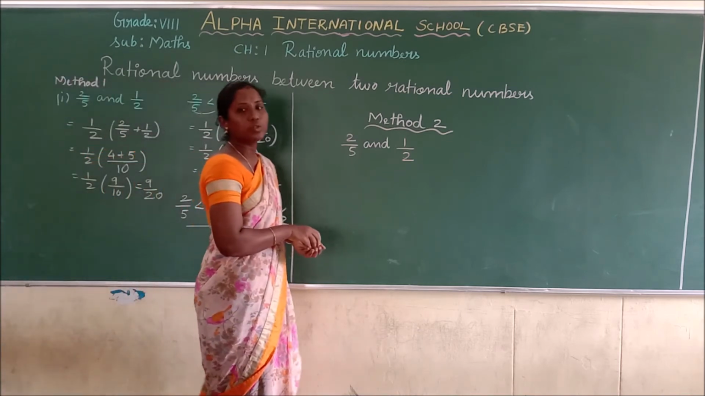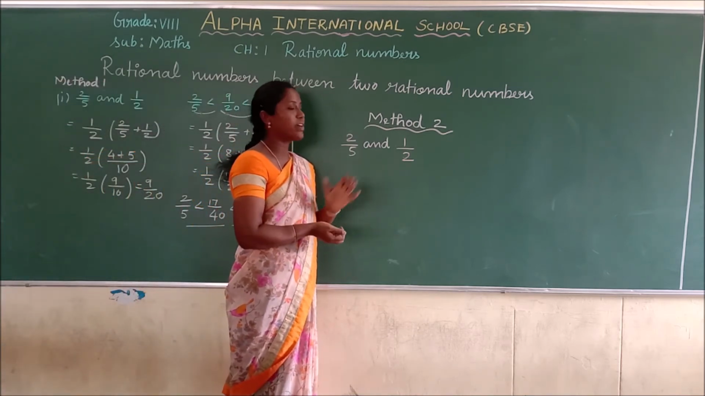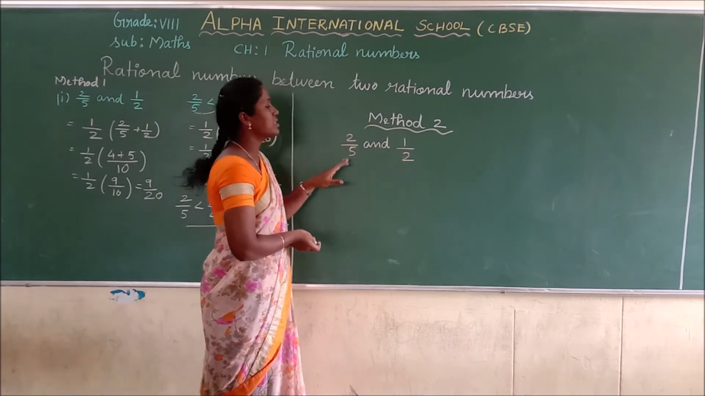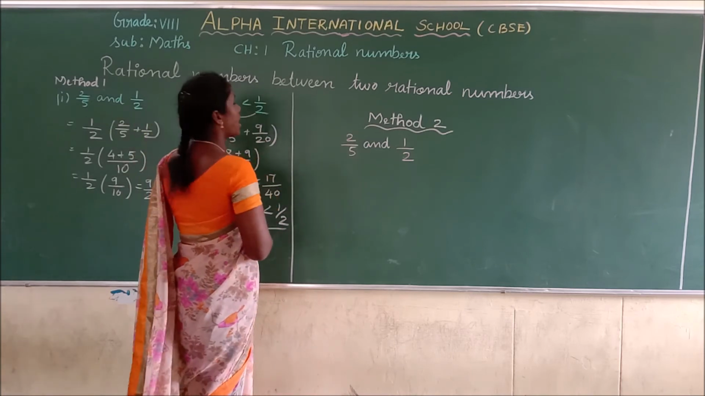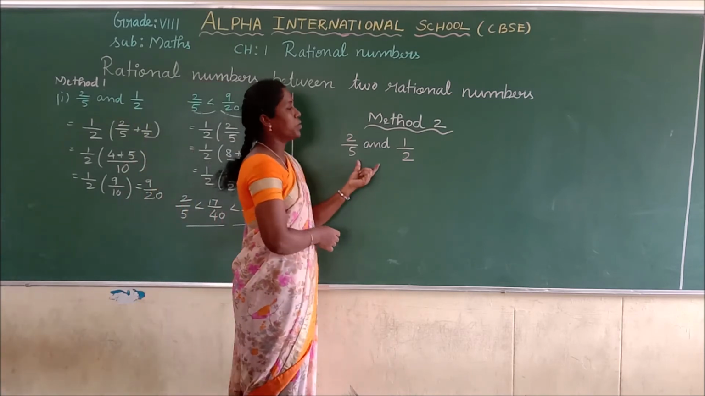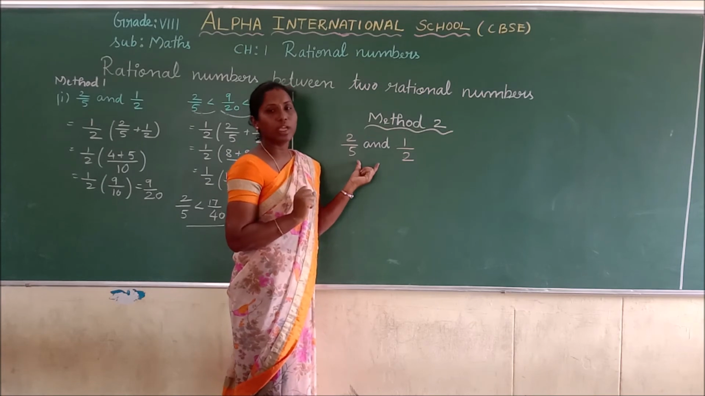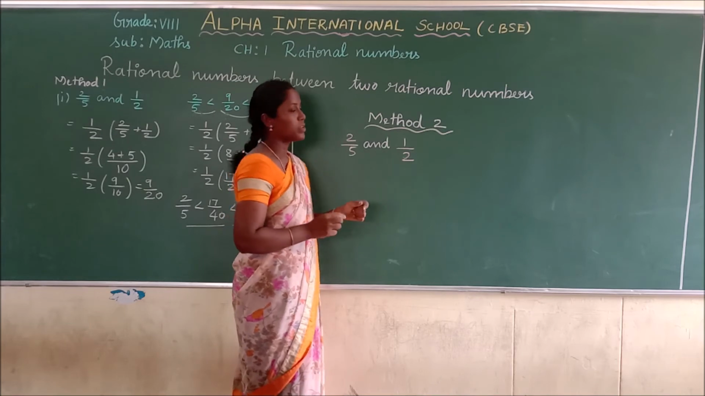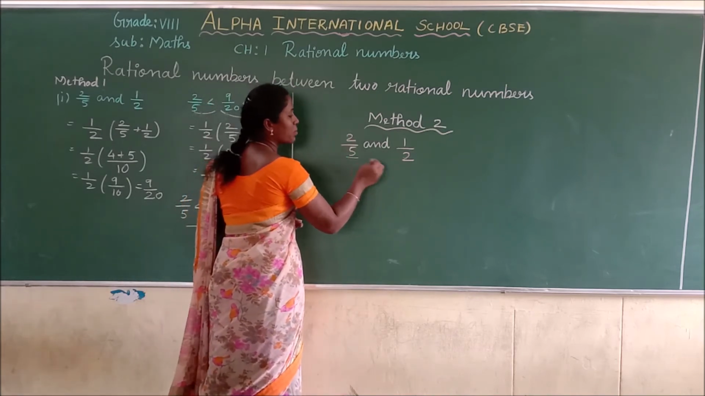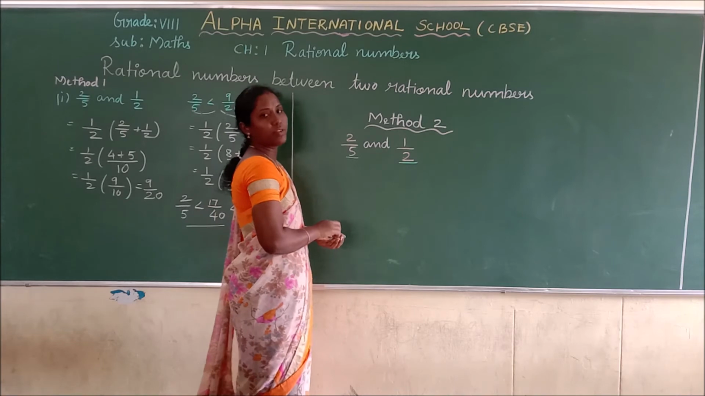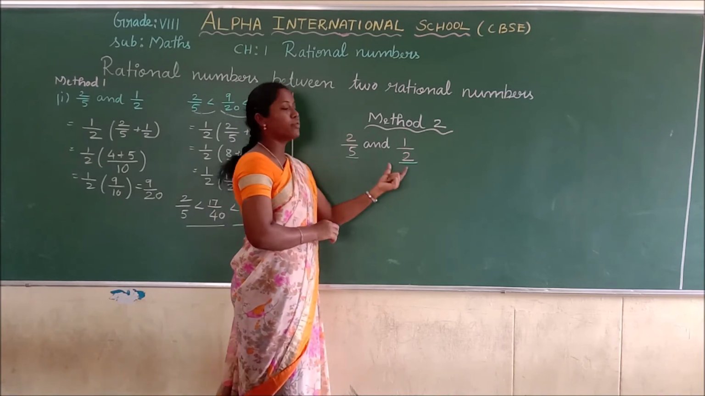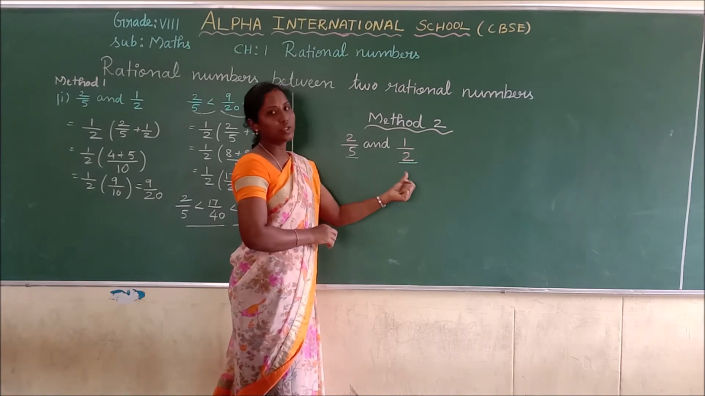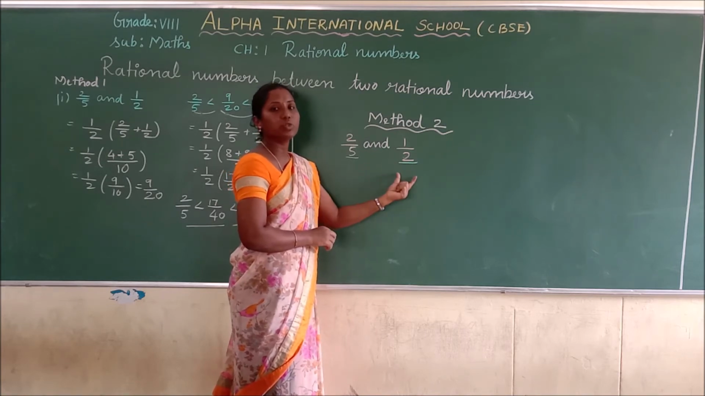So let us see how to find 2, 3, 4, 5 or 10 rational numbers between two given rational numbers using method 2. I am choosing the same numbers, 2 by 5 and 1 by 2. Now we are going to find any 5 rational numbers between 2 by 5 and 1 by 2 using method 2. For method 2, first look at the denominators. We have to equalize the denominators of the given rational numbers. For that we have to find the LCM of the two denominators, 5 and 2. The LCM of 5 and 2 is 10.